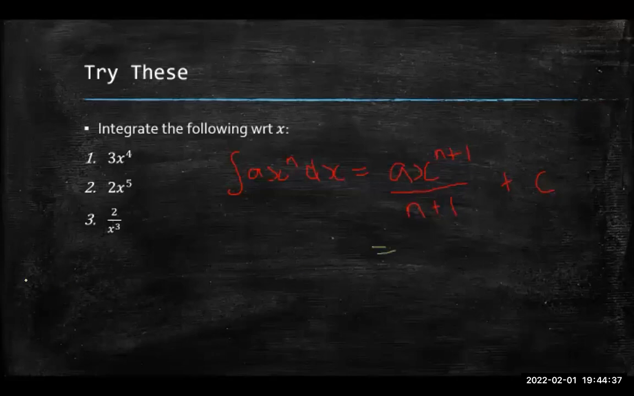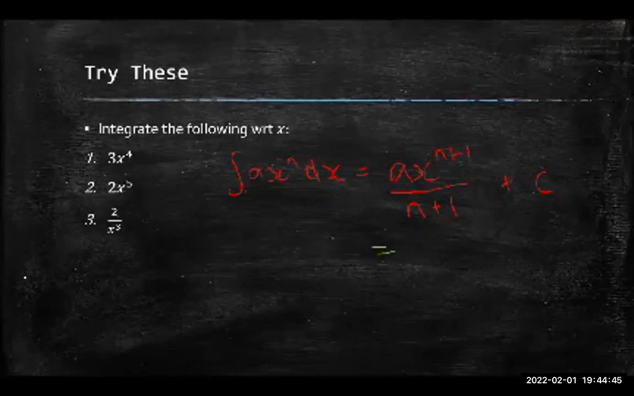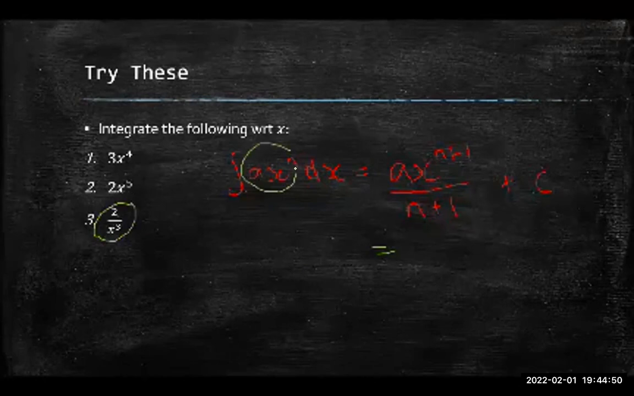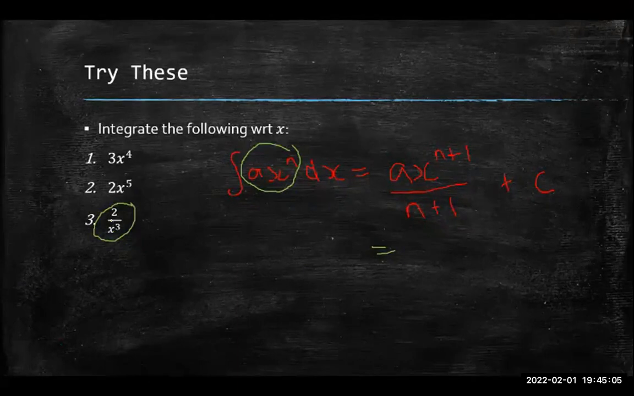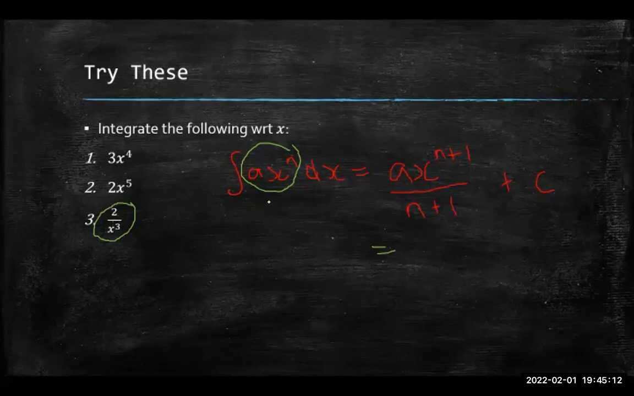If you look at this one, number 3, 2 divided by x cubed, there's a problem. What's the problem? You see this? This is not in this form. That's the problem. For now, if this is not in this form, I cannot work with it. I need to somehow get this 2 on x cubed in the form ax to the power of n. Does anybody have any idea how I would do that?